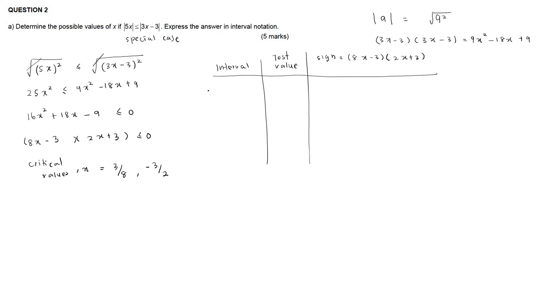First interval, always start from negative infinity and choose the smaller value between these two critical values. So negative infinity until negative 3 over 2. Second interval from negative 3 over 2 until 3 over 8. And the last interval from 3 over 8 to positive infinity.